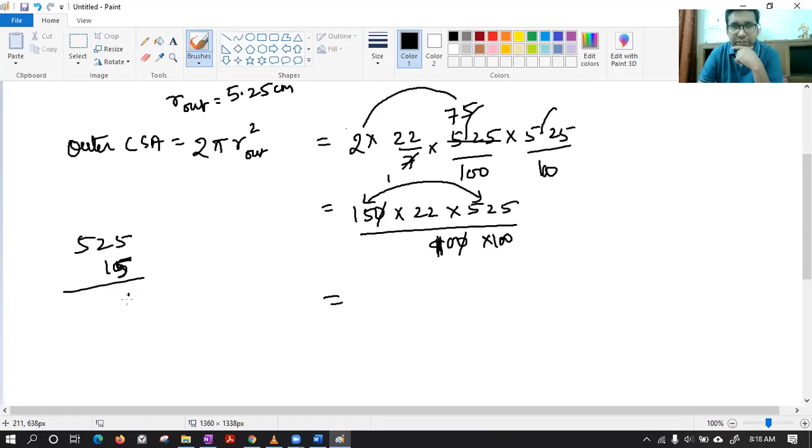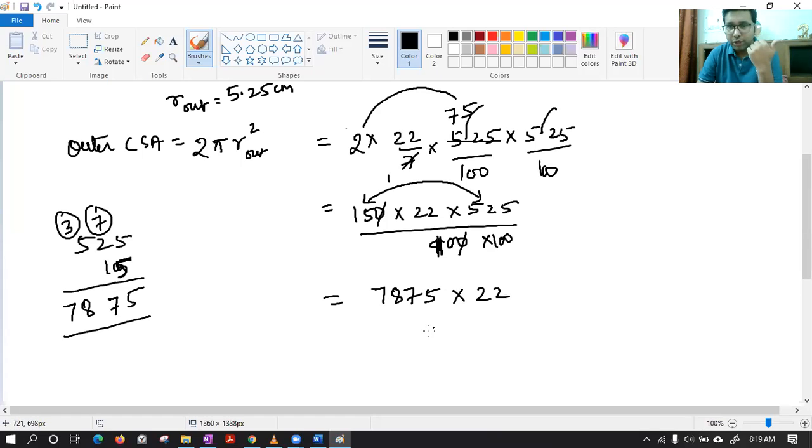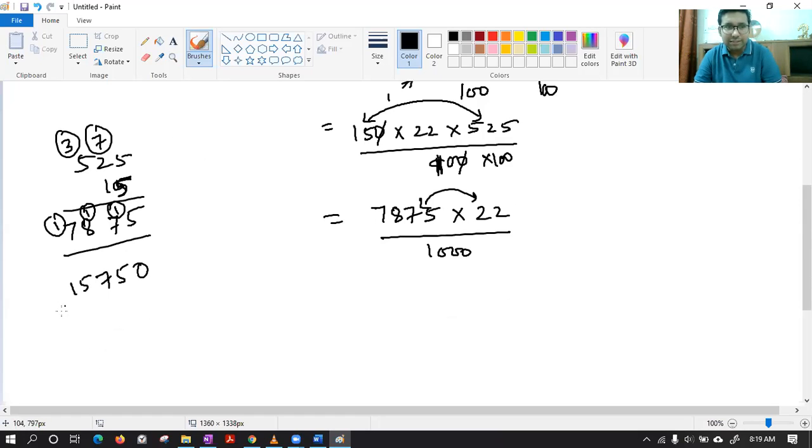Let us see. 15 5 is 75. Into the 30 plus 7. 75 plus 3. Is this fine, class? Is this correct? So we will get 7875 into 22 upon 1000. Now multiplying these two is very easy. How? 2 5s are 10, 2 7s are 14, 15, 2 8 is 16 plus 1, 17, 2 7s are 14 plus 1, 15. Now just write as it is below.